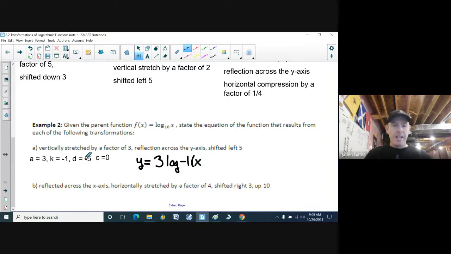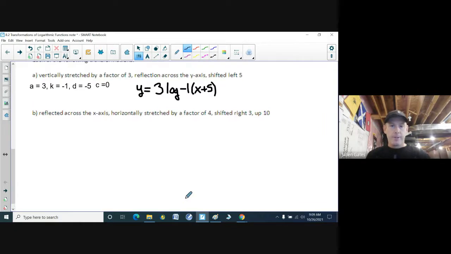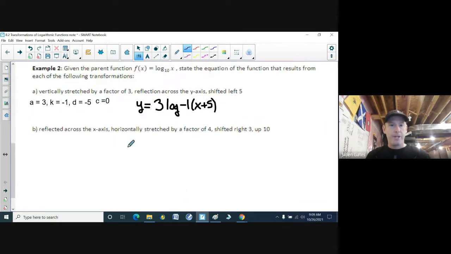Now, D is -5, so it always looks the opposite. Because there's supposed to be a minus sign in there, the minus sign that's supposed to be in the equation and the minus sign from the -5 connect to give me a +5. And then there's no C. There we go. There's our function. There's our transformation, I guess you should say.